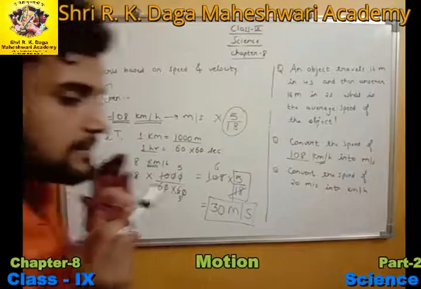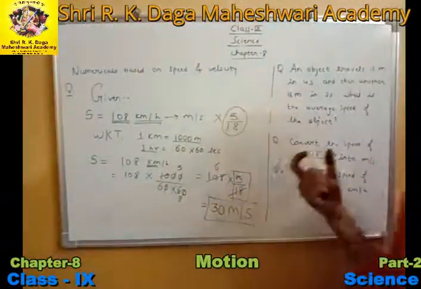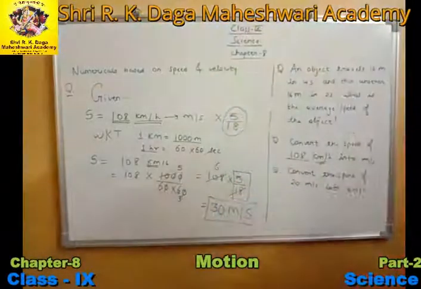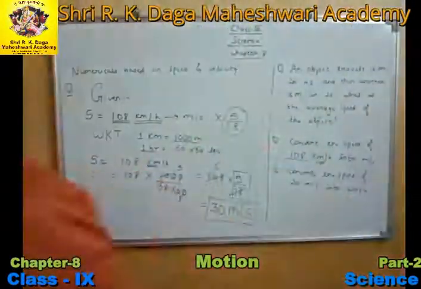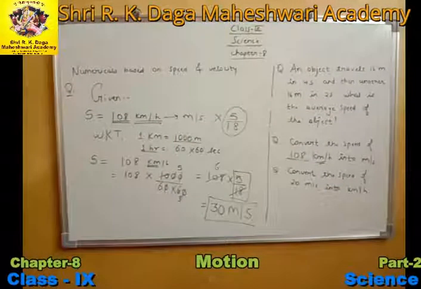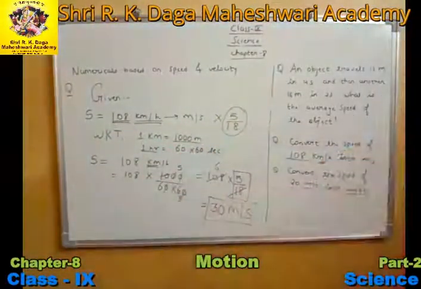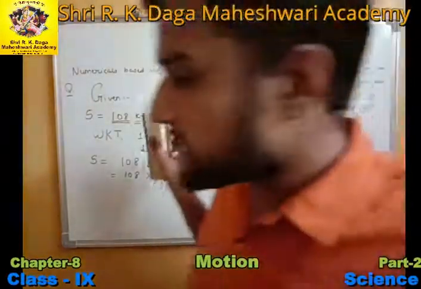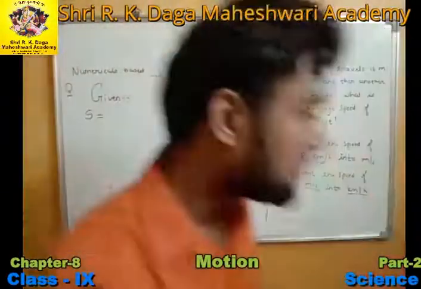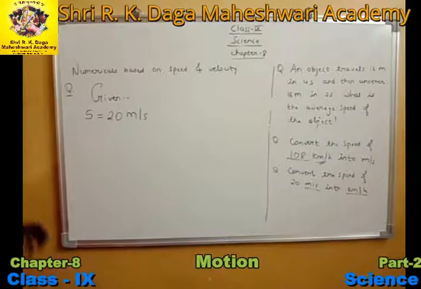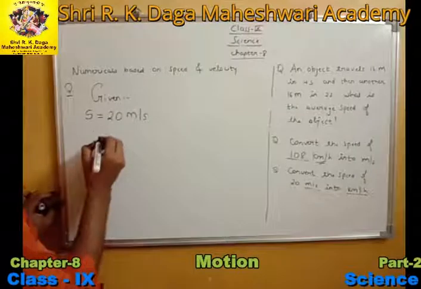This will be our required answer. Okay, so just keep it in mind that whenever we have to convert the speed given in kilometer per hour into meter per second, we will just multiply it with 5 by 18. Now similarly, what do we have to do when the speed is given to us in meter per second and we have to convert it into kilometer per hour? So how can we do so? We will see that. Now in the third question, the speed is given to us, that is 20 meter per second, and we have to convert this speed into kilometer per hour. So how can we do so?